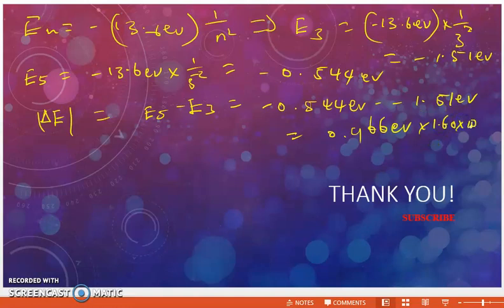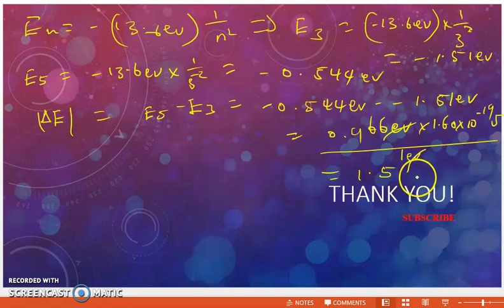Now multiply this by 1.60 times 10 to the power of negative 19 joules, divide all this by 1 eV, so that this will go, and we have the change in energy to be 1.546 times 10 to the negative 19 joules. This is what we have.